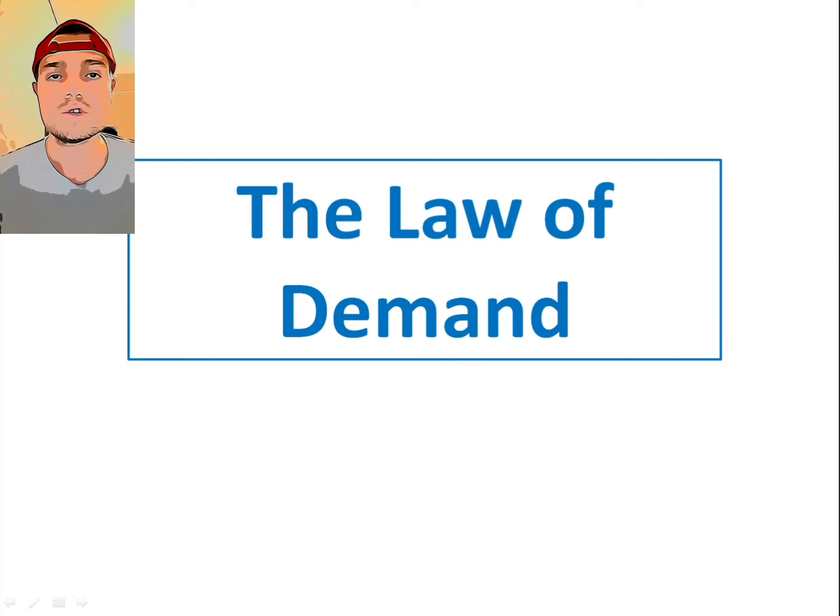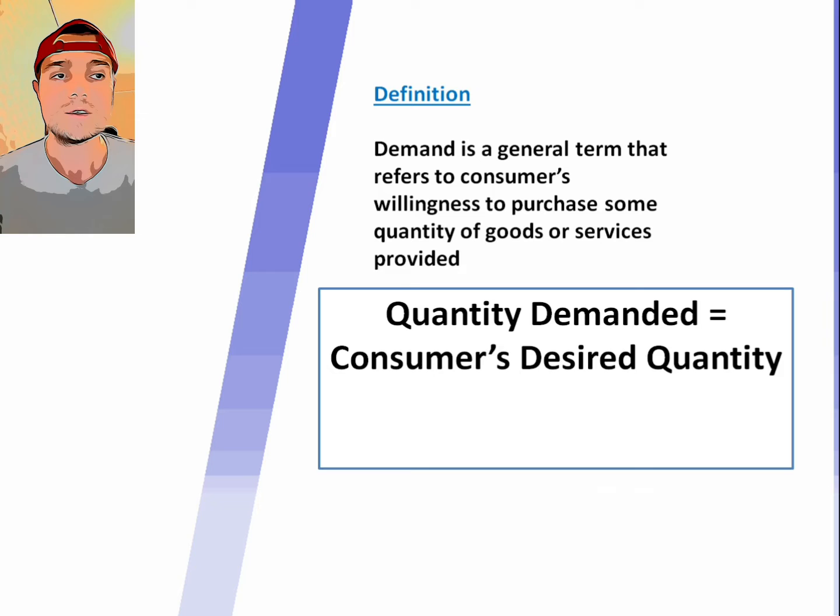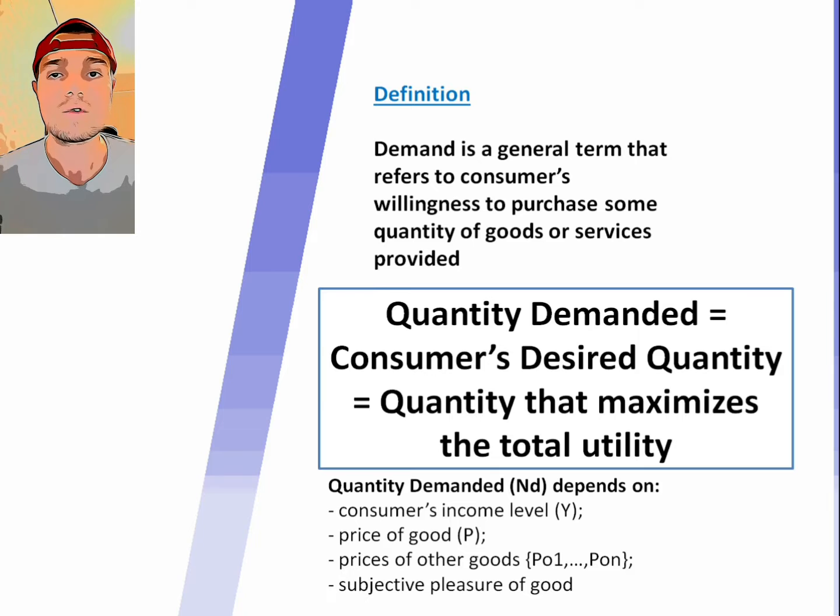In this video we're gonna talk about the law of demand. Demand is a general term that refers to consumers' willingness to purchase some quantity of goods or services provided. Please memorize that the expression quantity demanded means the consumer's desired quantity. In turn, desired quantity means the quantity that maximizes your total utility of good.